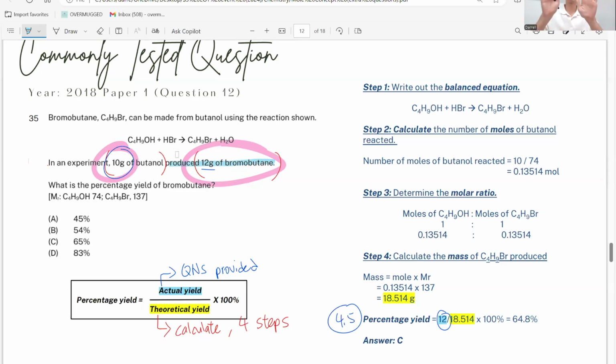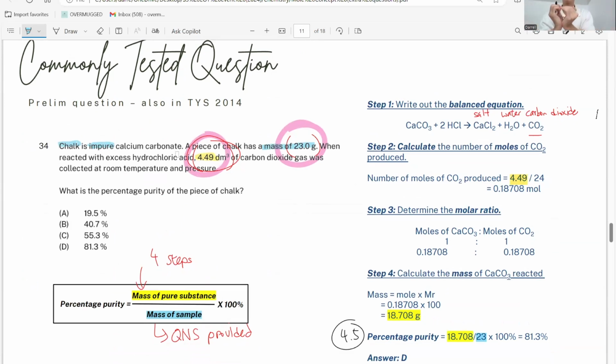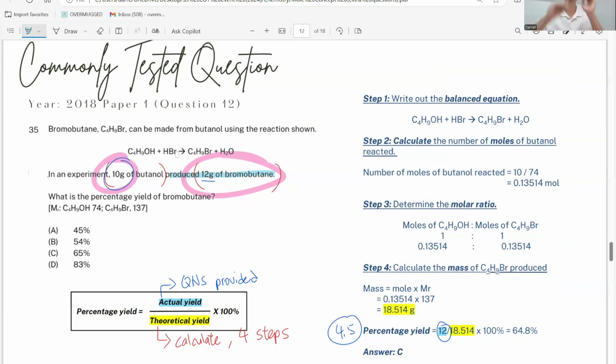Percentage purity and percentage yield are similar, but not the same. We run through the thought process again. For percentage purity, which was the previous question type, which value do I reserve until the final step? We reserve the mass of your impure sample, right? I'll use my other value to do the calculation. For a percentage yield question, which one do I reserve until the final step? Your actual yield. What you're supposed to calculate using the 4 steps is your theoretical yield.